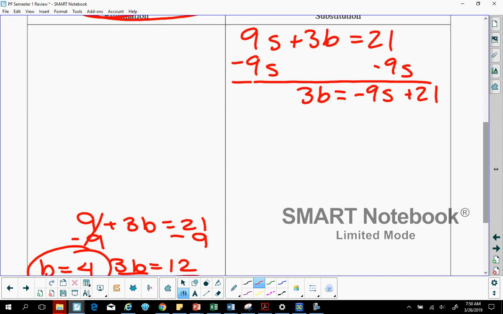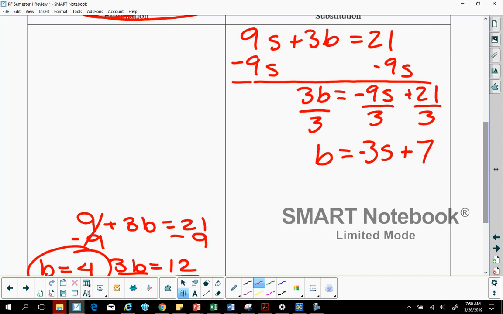Okay, how do I get b by itself now? How do I separate the 3 from the b? Divide. So we're going to divide everything by 3. Negative 9 divided by 3 is negative 3. And then 21 divided by 3 is 7. Are we all with me so far?